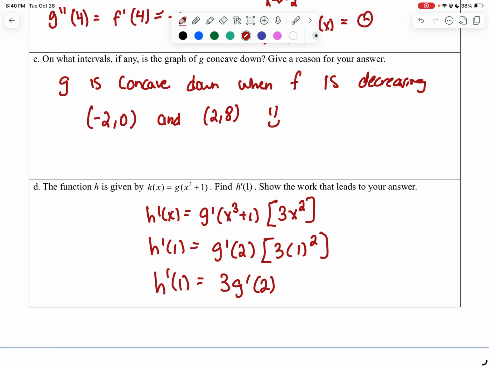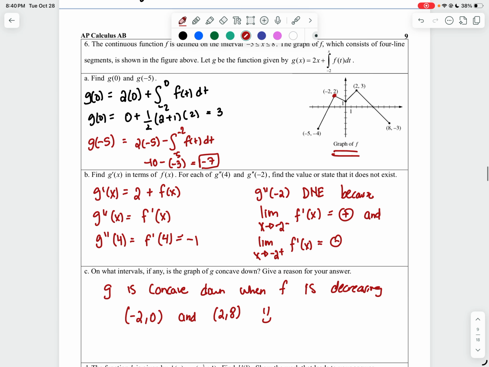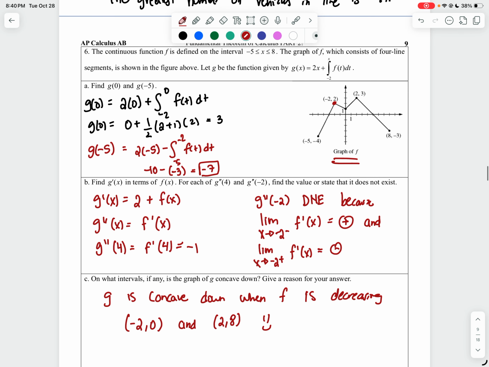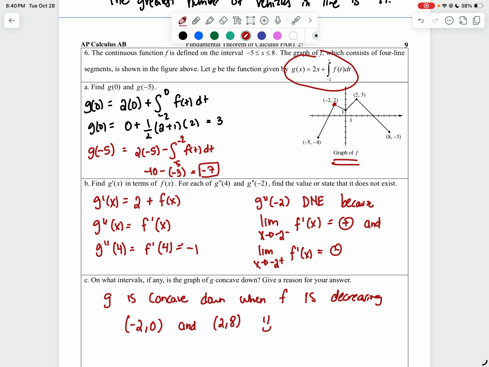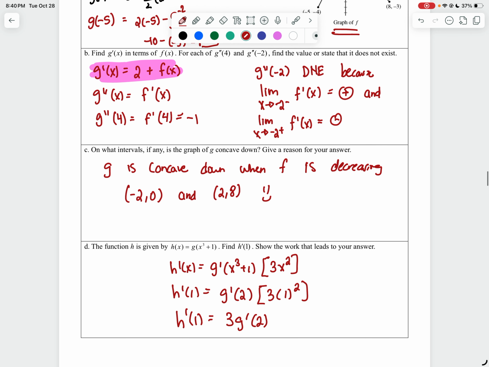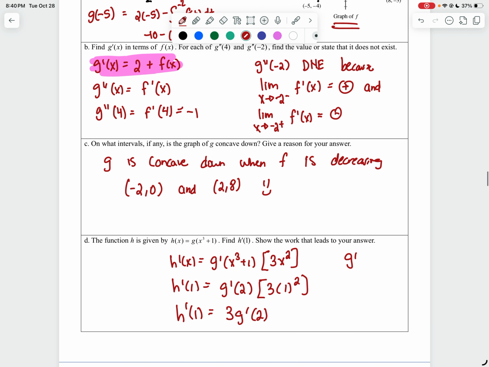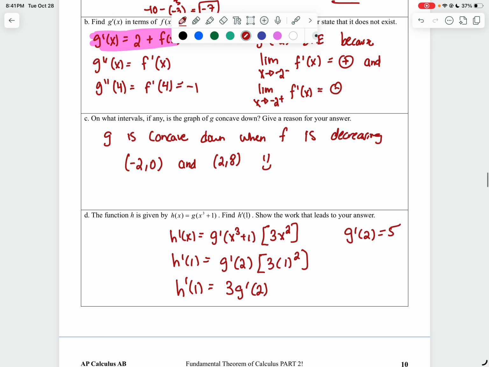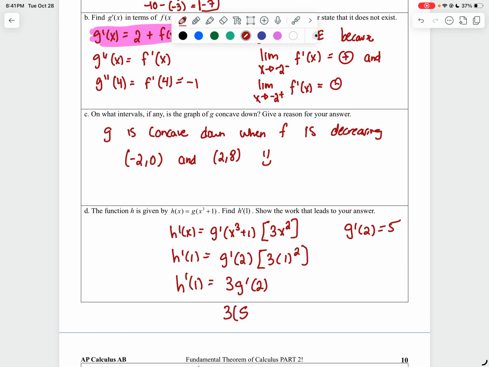All right, now here's the thing. G prime of 2. We need to look back at our original function here, or probably here, this might be better, to figure out what g prime of 2 is. So g prime of 2 is going to be 2 plus f of x. F of 2 is 3 right here, which means that g prime of 2 is 5. So then I could say 3 times 5, which is equal to 15. That is h prime of 1.